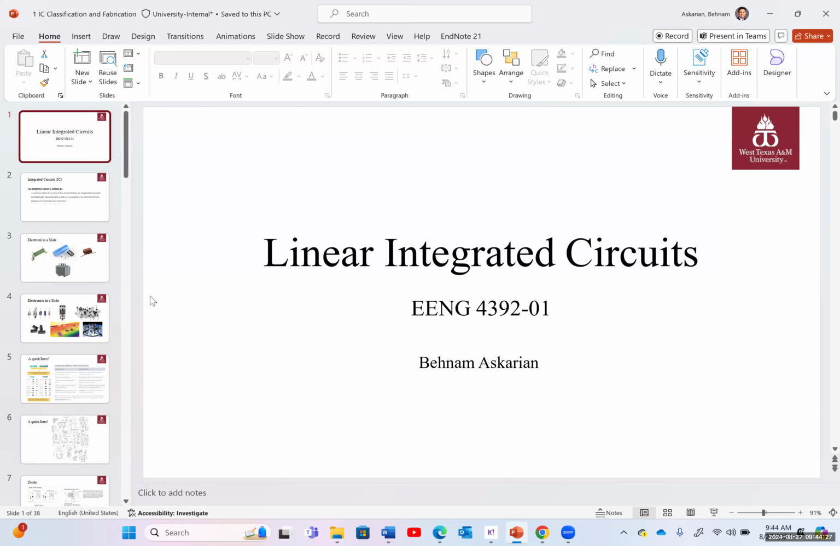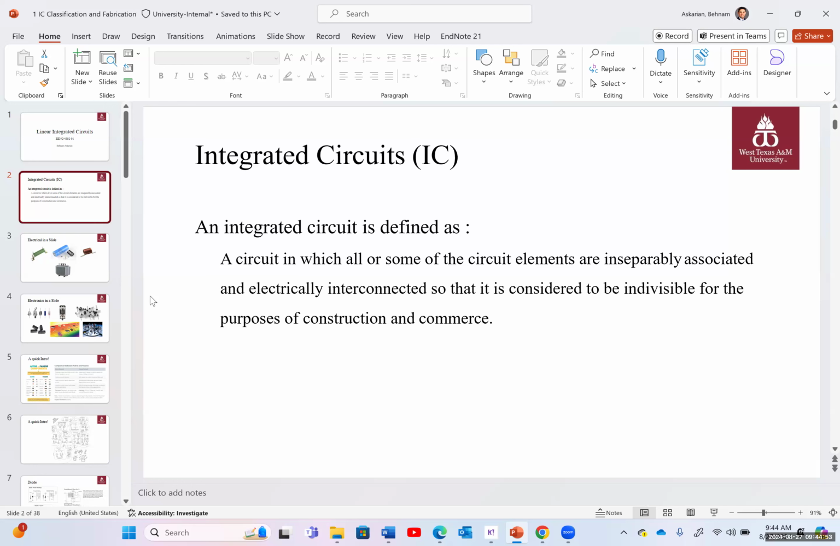Today is going to be just an introduction of linear integrated circuits and a little bit of a history, different types of ICs, and where linear integrated circuits fit in the IC categories. Okay, so integrated circuits, or IC.